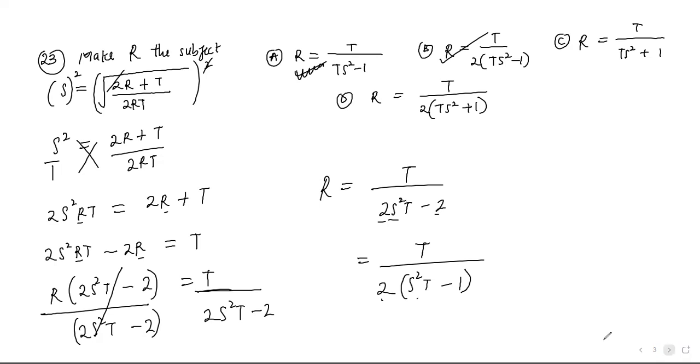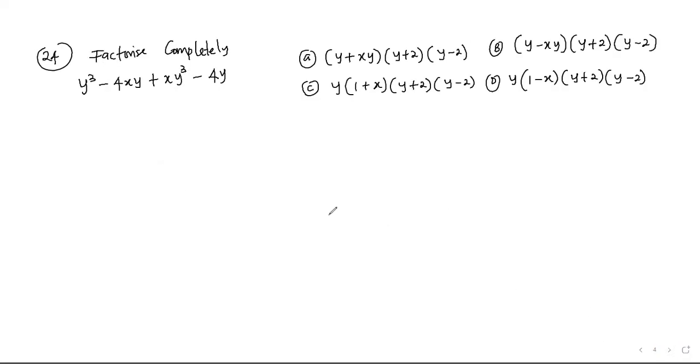So let's go to the next question, question 24. Now we say factorize completely: y cubed minus 4xy plus xy cubed minus 4y. I want to factorize completely. So I would like to bring this one to this side. So I have y cubed plus xy cubed minus 4xy minus 4y.